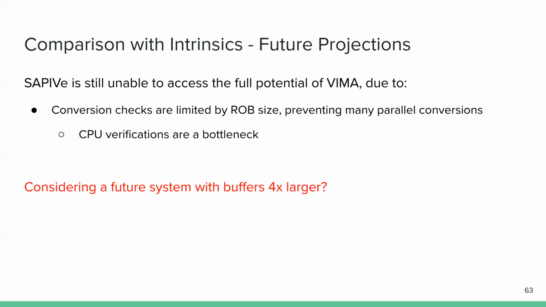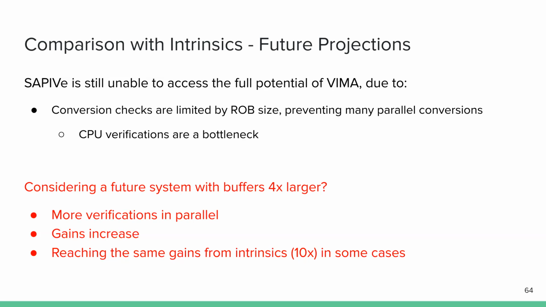So we evaluated a system considering buffers 4 times larger, simulating a future system. And in this new system, more verifications could be done in parallel, increasing our gains and reaching almost the same gains from intrinsics in some cases. That was a speedup of 10 times.